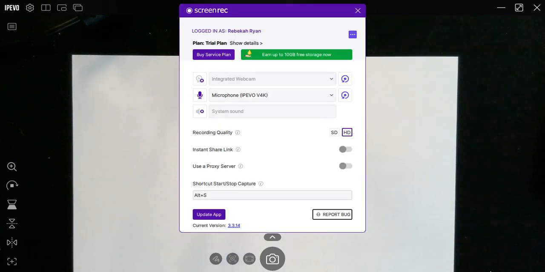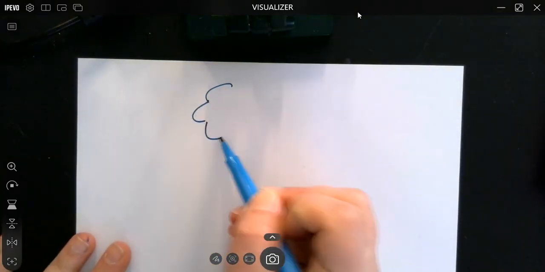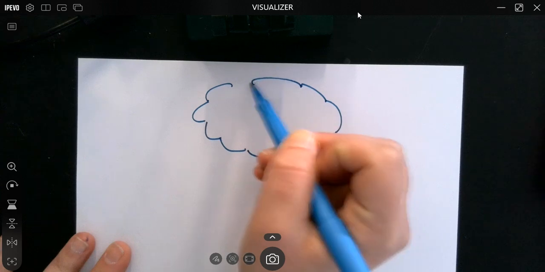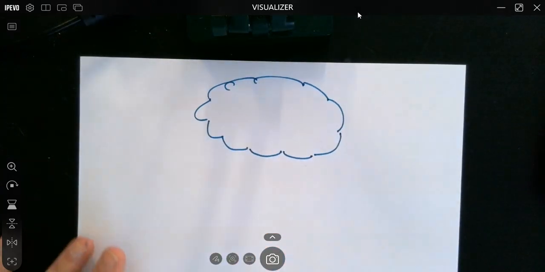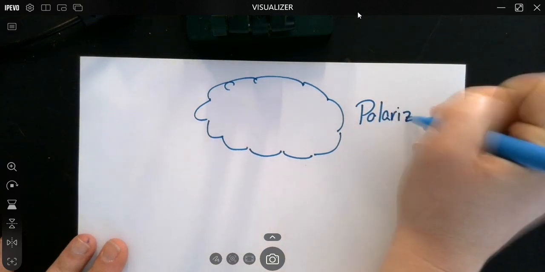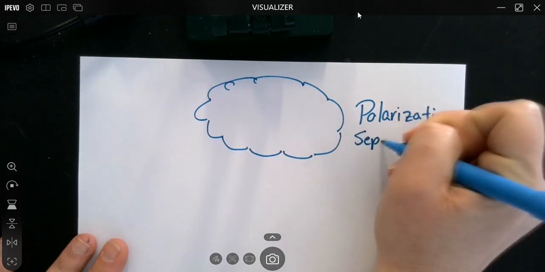So in order to talk about polarization, we are going to be looking at the lightning and the cloud again, right? So we're going to draw a cloud. Now our cloud experiences what is called polarization, which is the separation of charges.